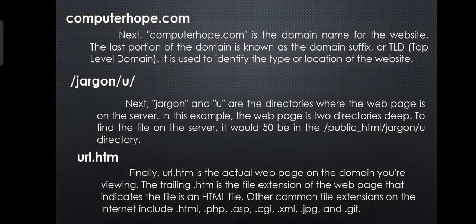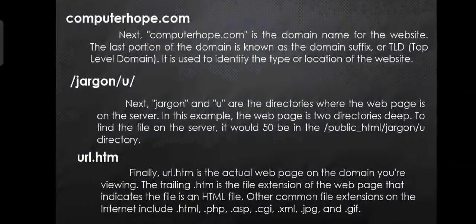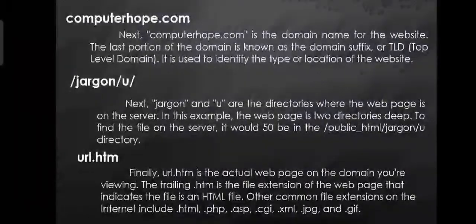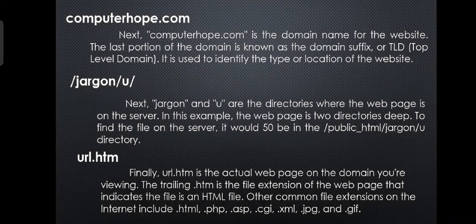Jargon and U are the directories where the web page is on the server. In this example, the web page is two directories deep. To find a file on the server, it would be in the public-html/jargon/u directory. Finally, the URL HTML is the actual web page on the domain you're viewing. The trailing HTM is the file extension of the web page that indicates the file is an HTML file. Other common file extensions on the internet include HTML, PHP, ASP, CGI, XML, JPG, and GIF.